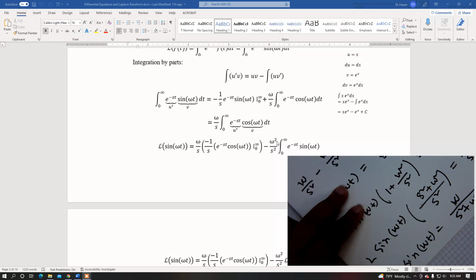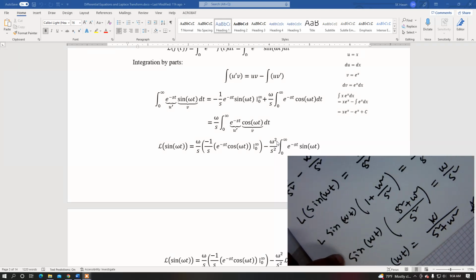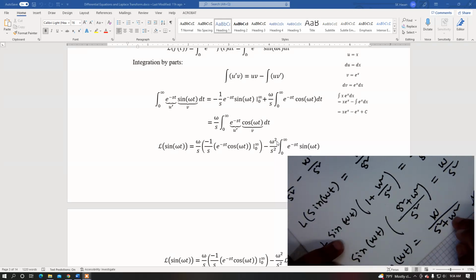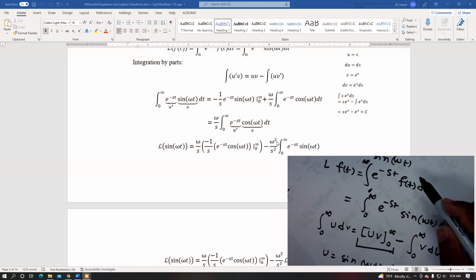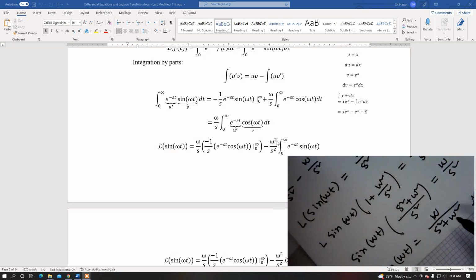So this is basically the proof, or the answer. We can write the Laplace transformation of sine omega t is equal to omega over s square plus omega square.